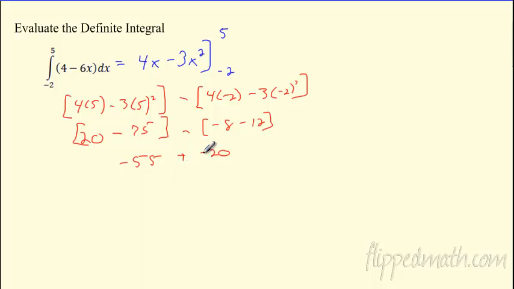So if I do minus a negative, that means add them, so I'm looking at negative 35. Again, remember, integrals can be negative. The area of the curve is always positive, but when we integrate, we can definitely get negative numbers like we just did. Awesome. That is the fundamental theorem of calculus.